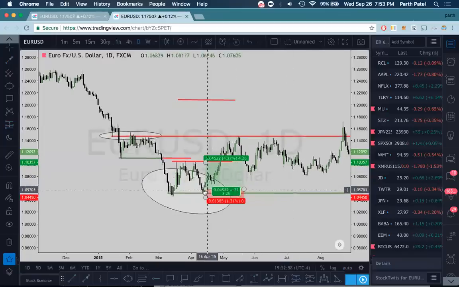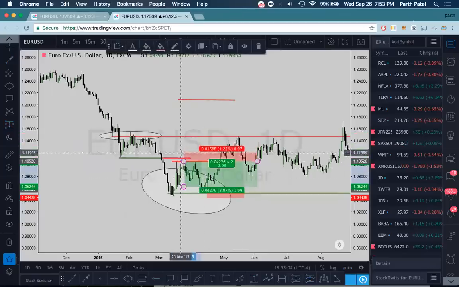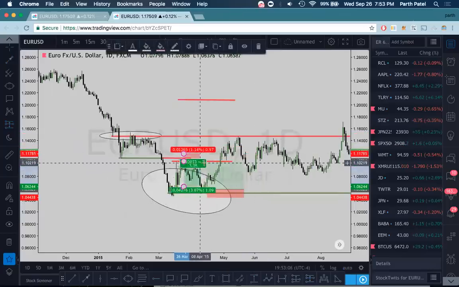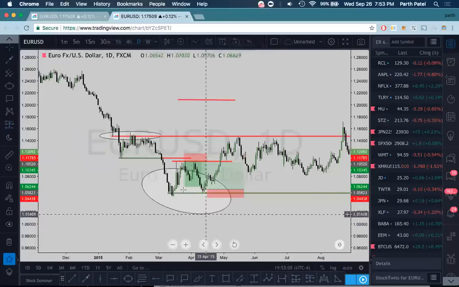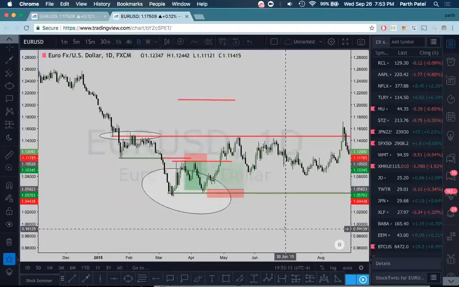So far we took 2 trades, and I'm just going to keep them on here. And I'll show you the trades that we lose, and then show you the trades that we win too. Okay, so there's that.